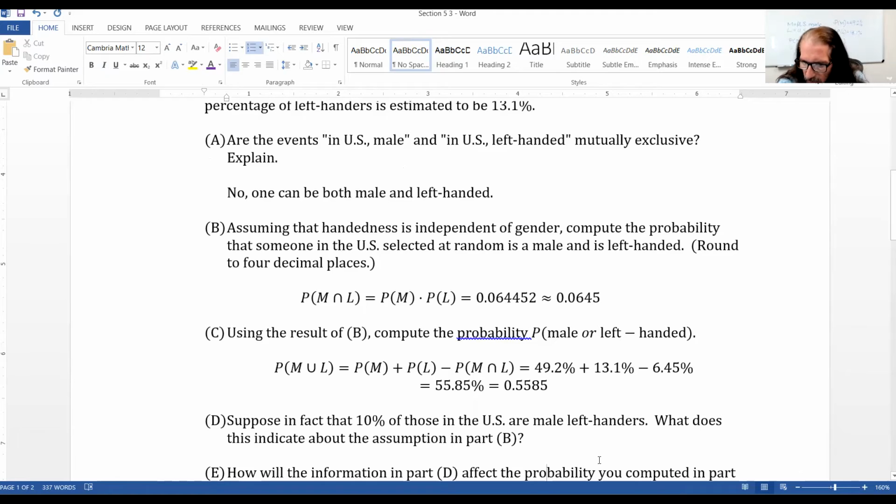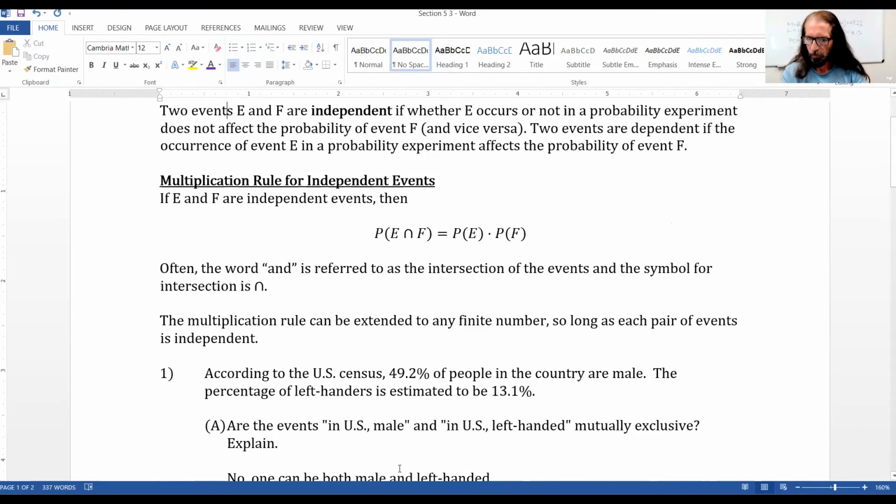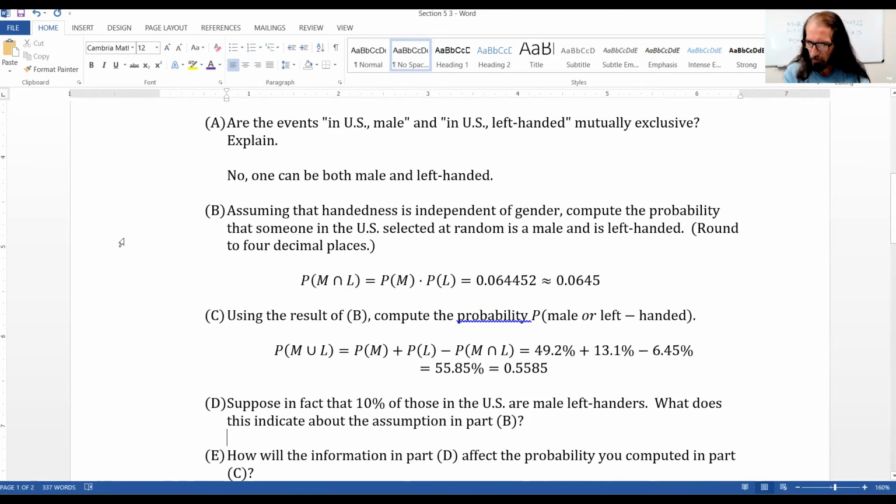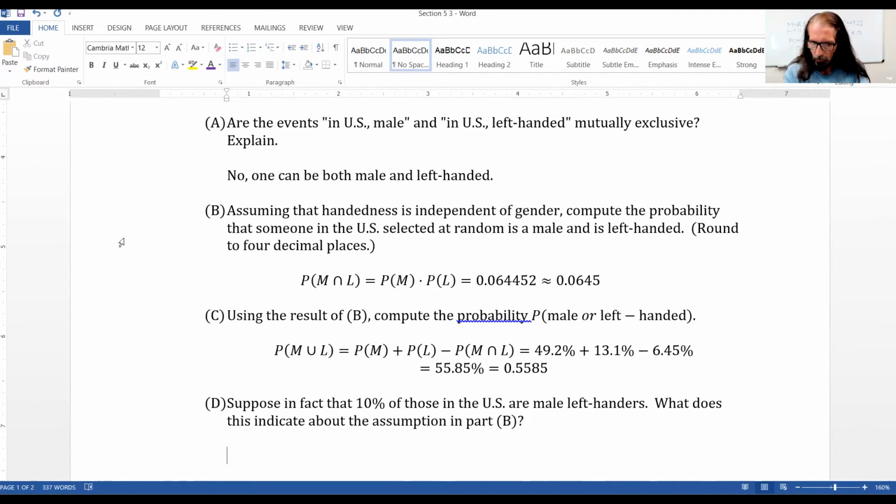Now, suppose in fact that the percent of males in the US that are left-handers, in other words, they're in the US, they're male, and they're left-handers, is not 6.45% approximately, but 10%. Then what that tells us, since these two sides right here are not equal, is that those two events are not independent. The assumption in part B would be incorrect if that was the case.